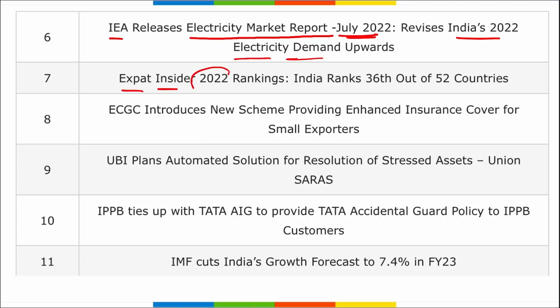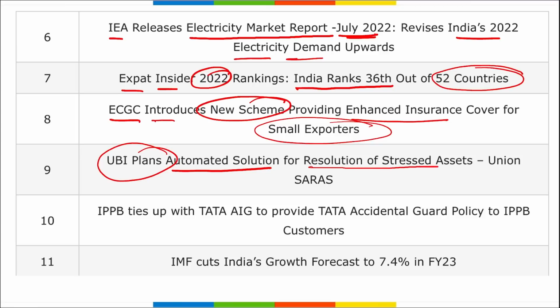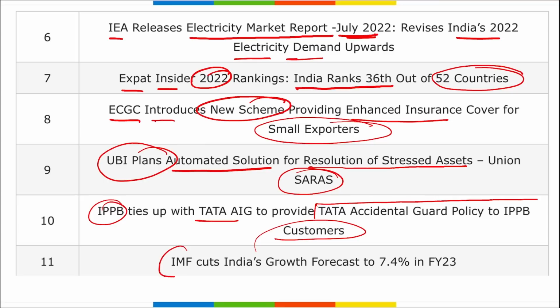Expert Insider 2022 rankings: India ranks 36 out of 52 countries. ECGC introduces a new scheme providing enhanced insurance cover for small exporters. UBI plans automated solutions for resolution of stressed assets, under SARAS. Then IPPB tied up with Tata AIG to provide Tata Accidental Guard policy to IPPB customers. IMF has cut India's growth for the fiscal year 2023 to 7.4%.